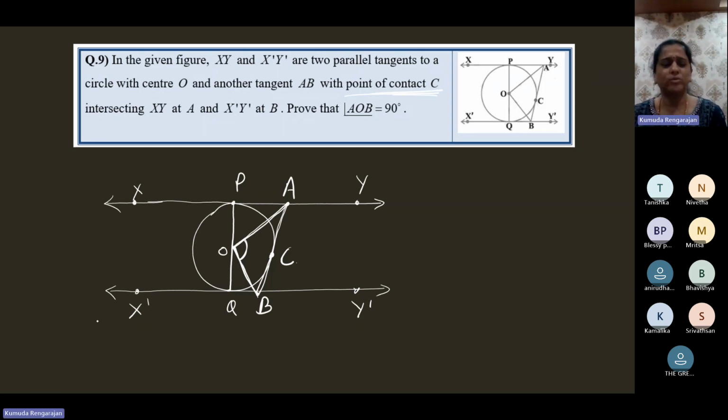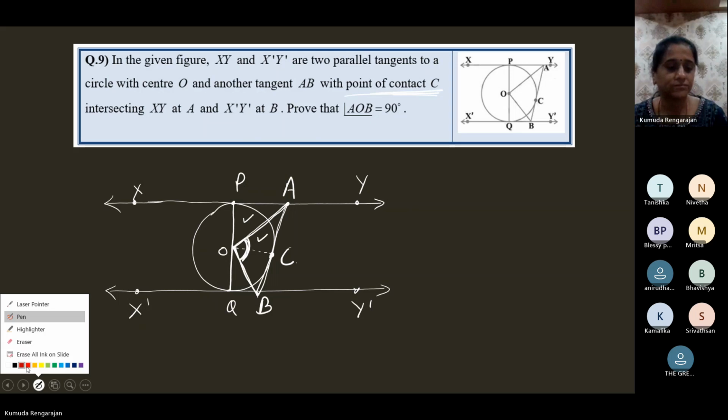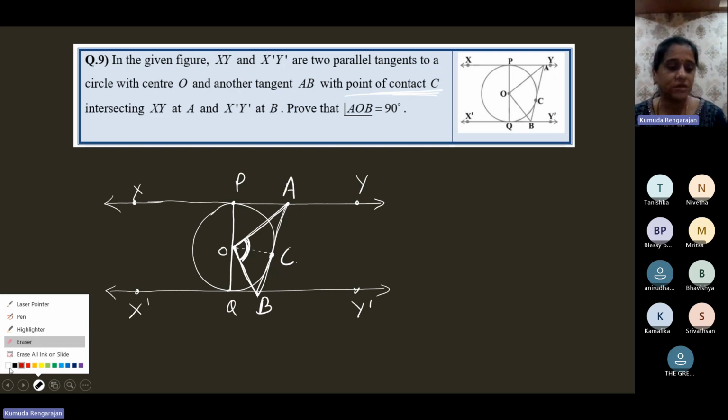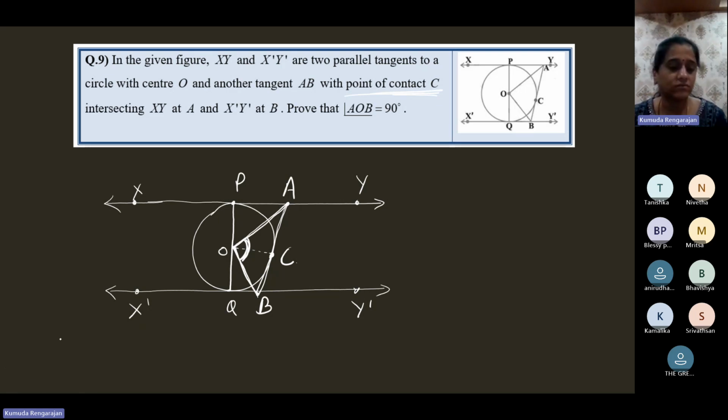All right. Now the proof is very simple. Join O to C. Now show that this triangle is congruent to this triangle. We need to show that this angle is 90 degrees, children. I'll tell you how to choose the triangles.